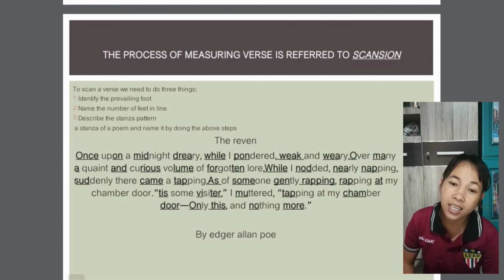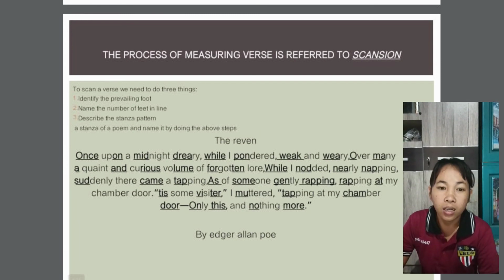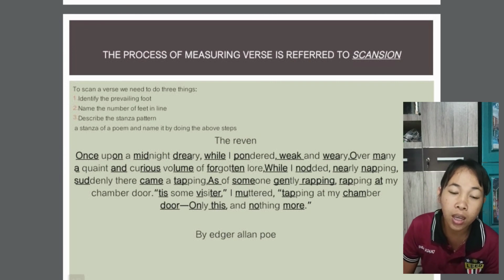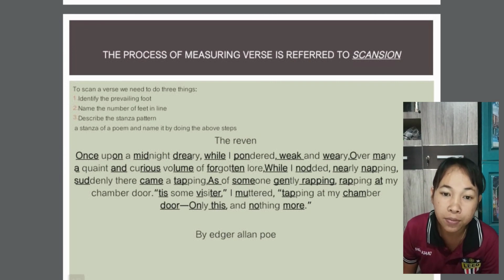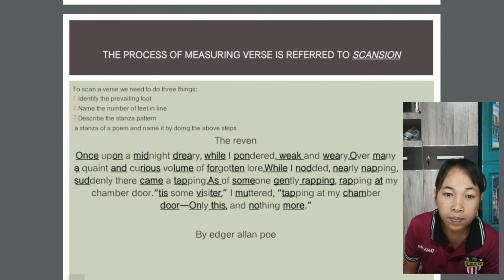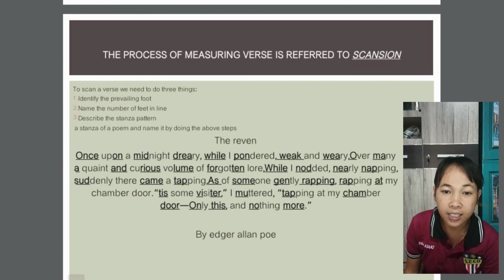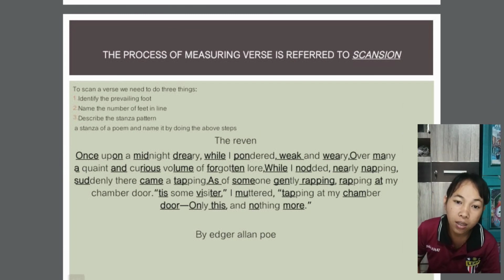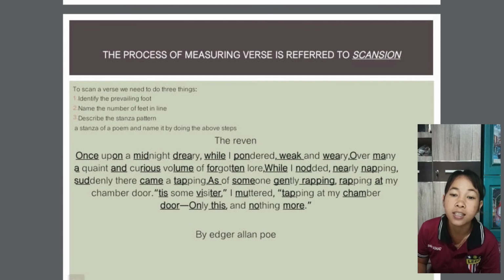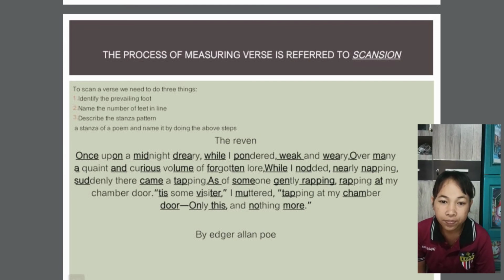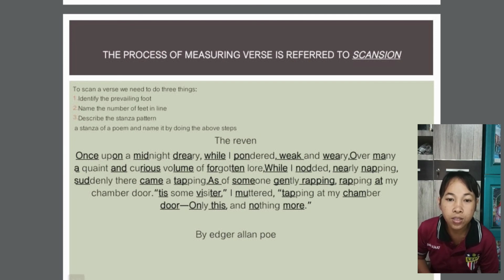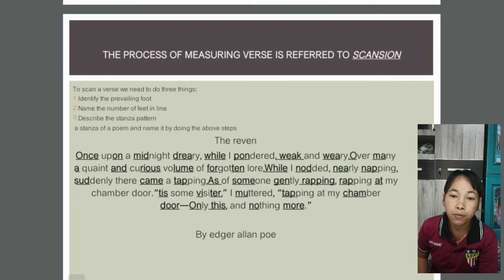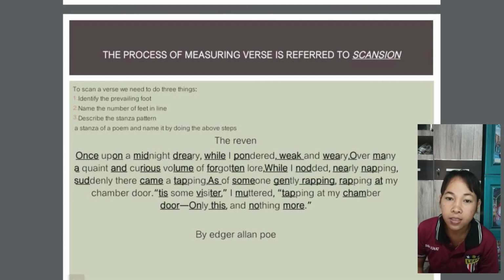Okay, let's look at the example of poetry. Okay, the prevailing foot that is used in the poetry is a monosyllabic foot. And then the name of the number of feet in a line is monometer, because in the example there is 1 foot. And then the example uses the stanza pattern from tercet. Okay, that's all about our explanation. I hope you understand, and thank you.